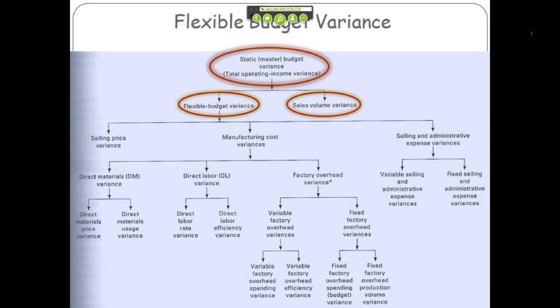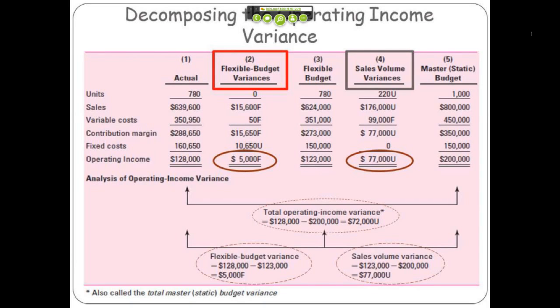So we can now start to do some more variance analysis. This is our actual column, which we saw earlier. This is our master budget, which we saw earlier. And this is our flexible budget, which we just created. Okay, which was created on the slide before. The difference between the flexible budget and the actual results is called a flexible budget variance. And the difference between the flexible budget and the master budget is your sales volume variance.